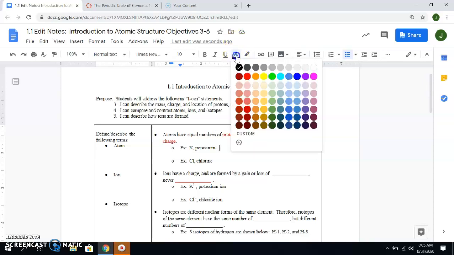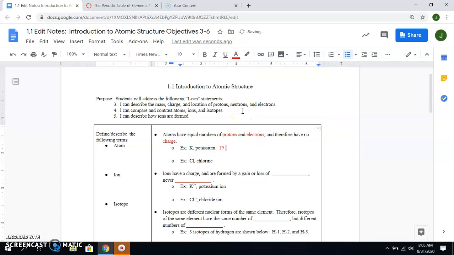And what that means is that a neutral potassium atom would have 19 protons and 19 electrons. Okay, and because it's got an equal number of positives and negatives, it's going to have a balanced charge, and it's defined as a neutral atom. If we're taking a look at chlorine, chlorine is element number 17. So a neutral chlorine atom would have 17 protons and also 17 electrons. Okay, that's the definition of atom.